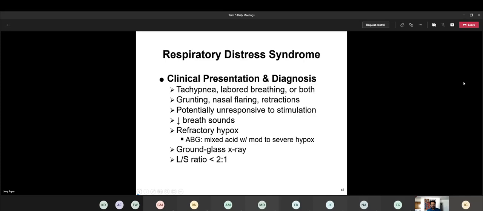Breath sounds, as you would expect, are going to be diminished. And yeah, the refractory hypoxemia is real because of the changes in the lung. I mean, you don't have enough surfactant, or the surfactant is very immature. You have lungs that now do not want to inflate because of all this increased surface tension. And that will lead to, of course, some major oxygenation problems.